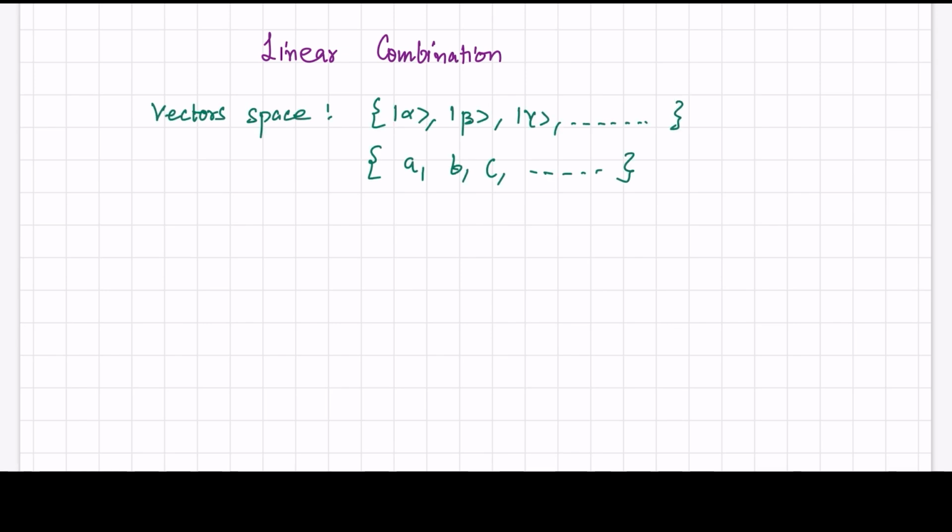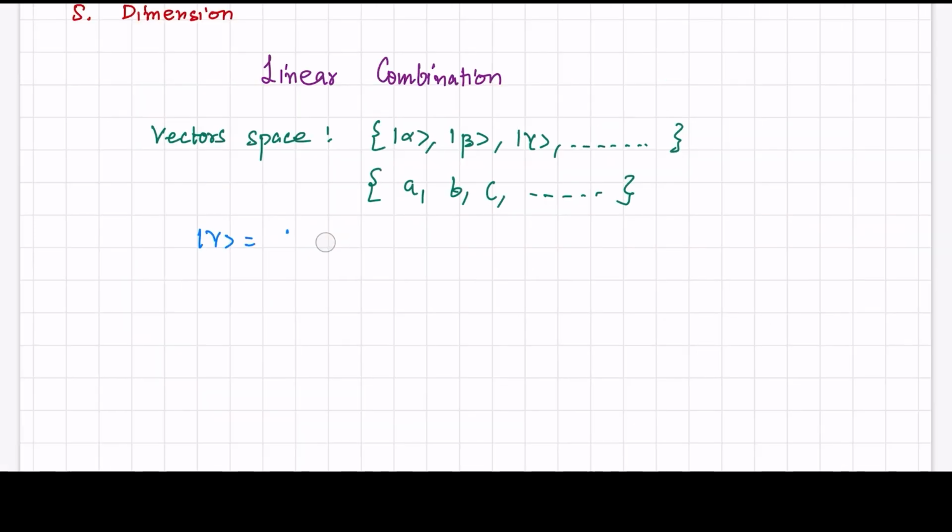Imagine you have a vector space such as this, where you have a set of vectors and a set of complex scalars. So what is a linear combination? In my vector space, I have alpha, beta, and gamma as my vectors, and a, b, c as complex scalars. If I can write this gamma vector in terms of other vectors like alpha and beta, with some linear combination of them, this is called a linear combination of my vectors. I can write a vector by linearly combining all the other vectors.